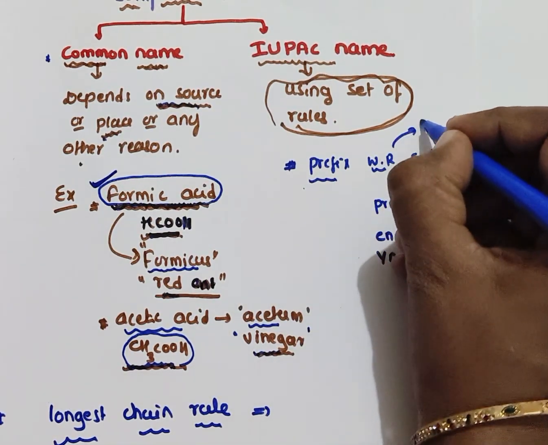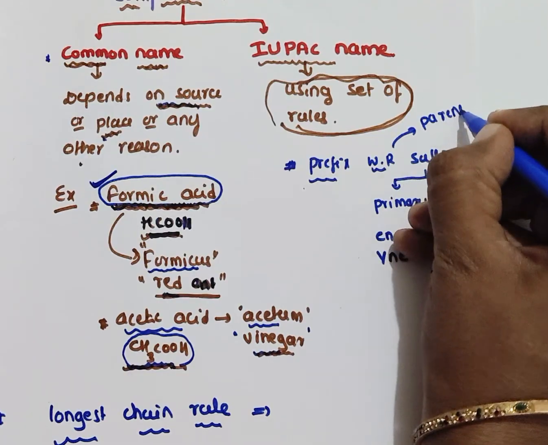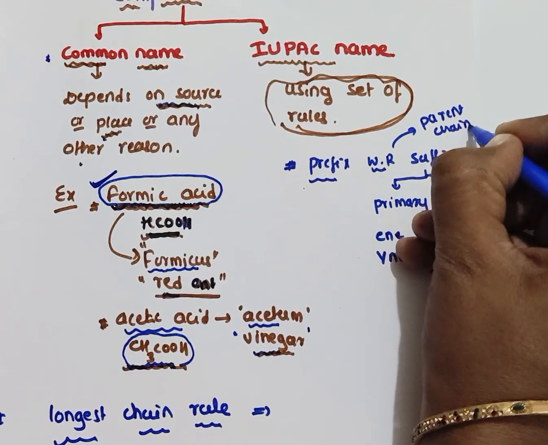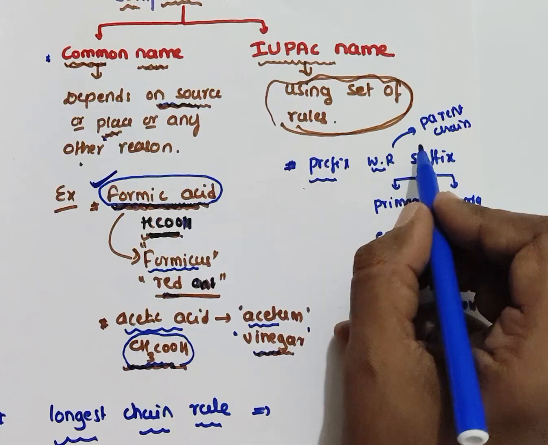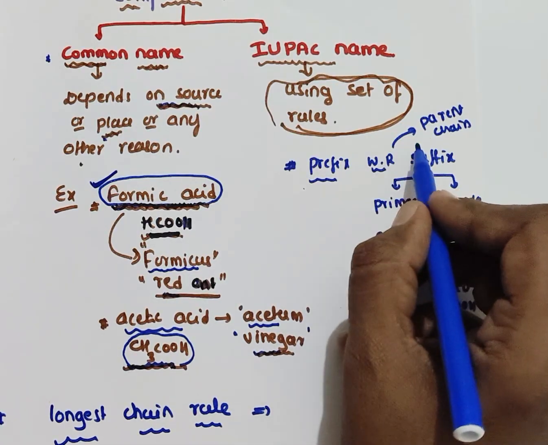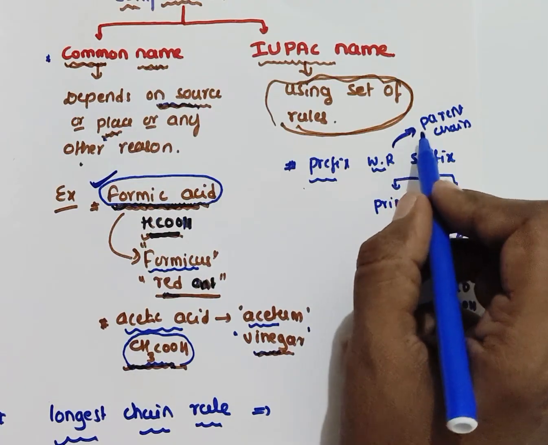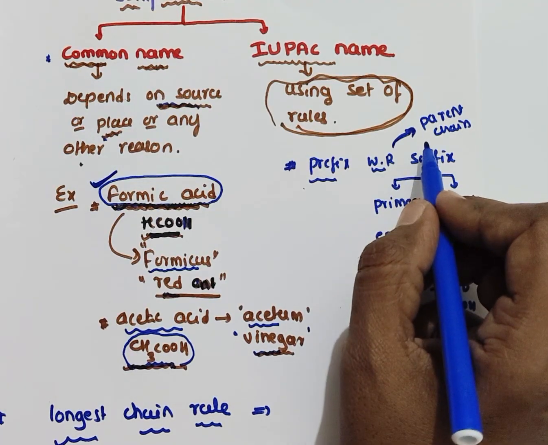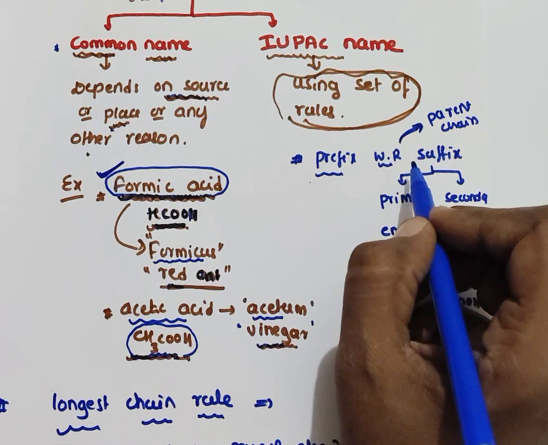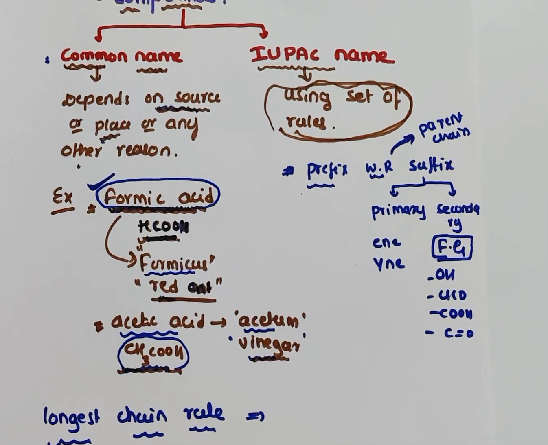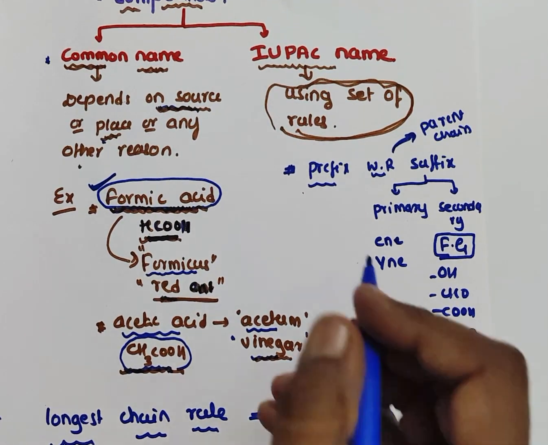Word root means a parent chain. If the parent chain has only one carbon, then the word root is meth. If the parent chain has two carbons, the word root is eth. If the parent chain has three carbons, the word root is prop, then but, pent, etc. Yes or no? Okay. And what about prefix?